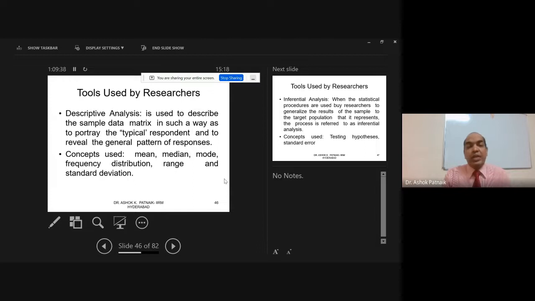The number of variables to be analyzed also matters. We are not getting into dependent and independent variables; I think researchers are familiar with that. There are different types of analysis tools which are used by researchers.